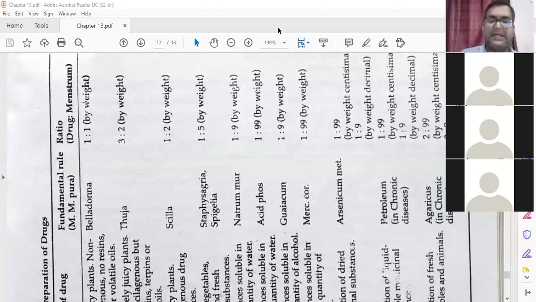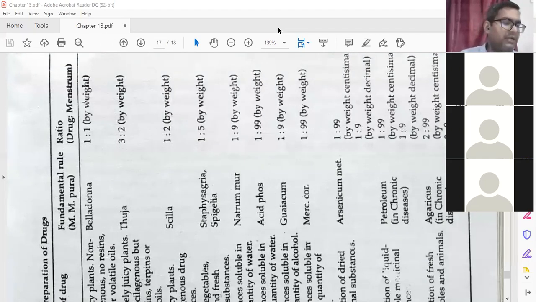The process of potentization is again succussion. Then we have class 5B, mineral kingdom. Nature of the drug: substances soluble in a large quantity of water. We need a large quantity of water. Acid phos 1:99. The fundamental drug is acid phos, and the ratio is 1:99. The drug's power is equal to 1 by 10. In this process, there is no medicinal loss. The process of potentization is again succussion.